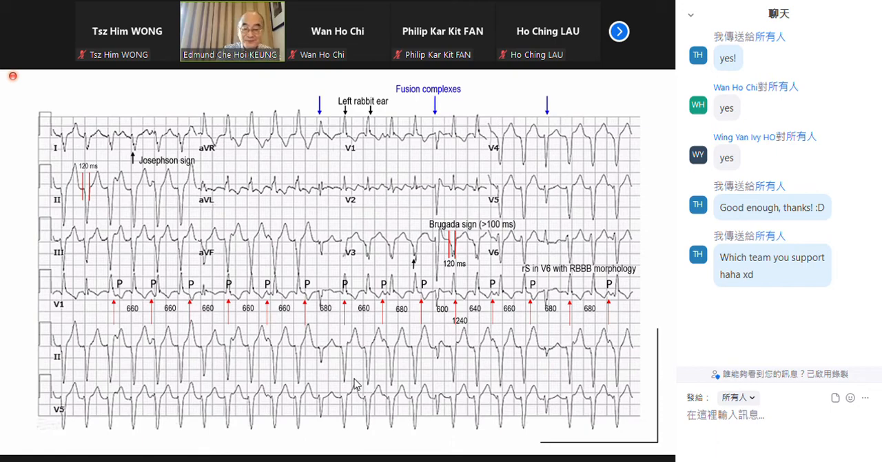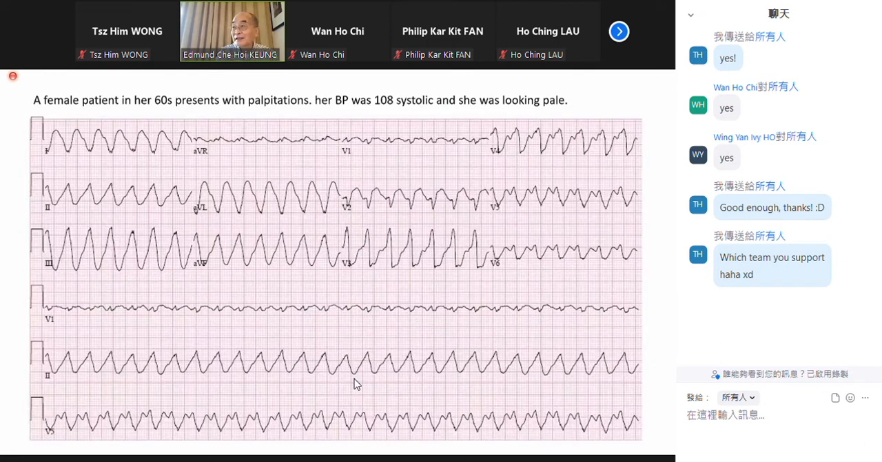In fact, you see VT a lot more often. This one is a little more complicated, and this one, when it's so wide, unless the patient is hypokalemic, hypokalemia can give you the wide QRS complex. Remember that one. Now, it's a female patient in her 60s, palpitation, BP 108 systolic, and looking pale. Okay? And the first thing I would do is make sure that I treat the VT, the tachycardia, and I quickly would send off for stat potassium. Now, but let's go over what we know too, okay?